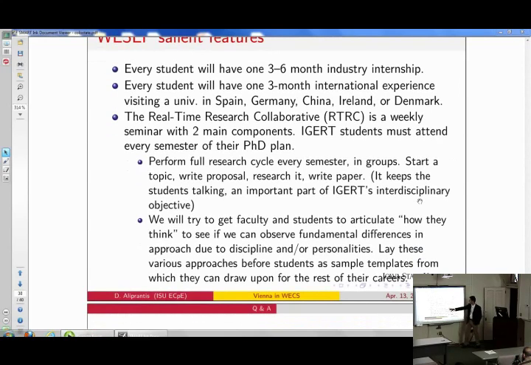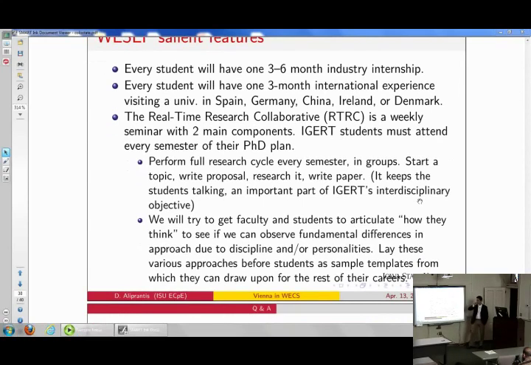And the other thing that we're trying to do is understand how different faculty and students think. So how do you come up with new ideas and research ideas? Let's see if we can observe these differences and write something about those things. And also create some kind of template so that as a student, you have different ways to do research. Here they are, and pick the one that best fits you.